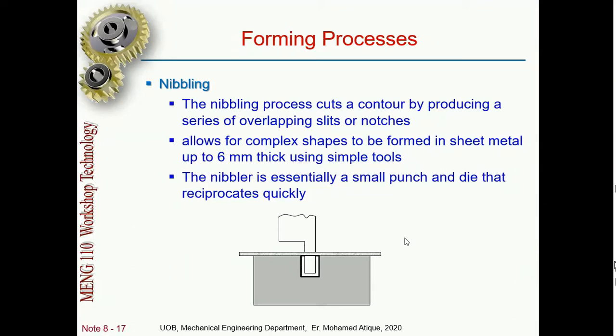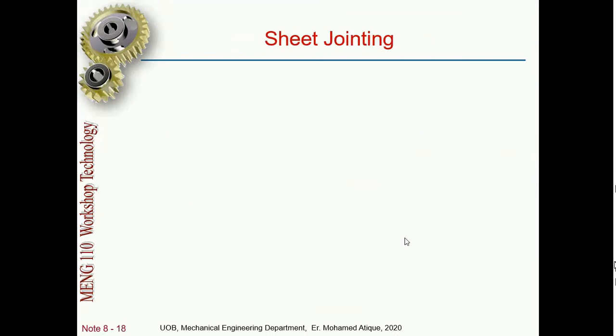This is also for sheets up to 6 mm. So complex shapes can be done using this. It is basically a small punch and die. In punching, the punch passes through the sheet completely. Here it will not pass through the sheet completely. It will only pass through a small amount of material and not make a complete hole.